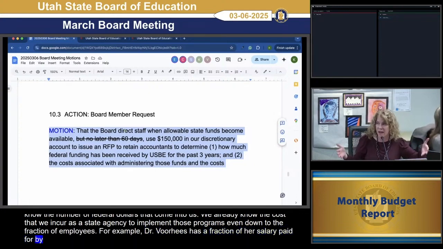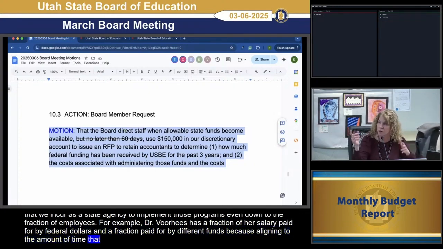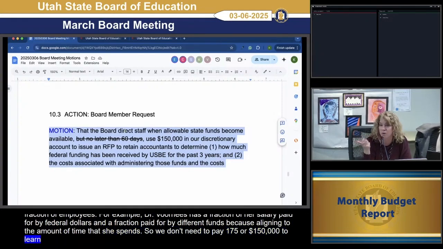So we don't need to pay $175,000 or $150,000 to learn these things in 1 and 2. What we don't know, and this is the hardest part for these auditors, and this is what they're going to have to figure out if we move forward. It sounds like the will of the group is to move forward. But let's be clear of what we want.